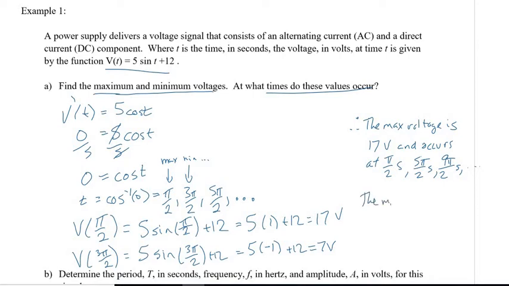The minimum voltage is 7 volts and occurs at 3 pi over 2 seconds, 7 pi over 2 seconds, 11 pi over 2 seconds.